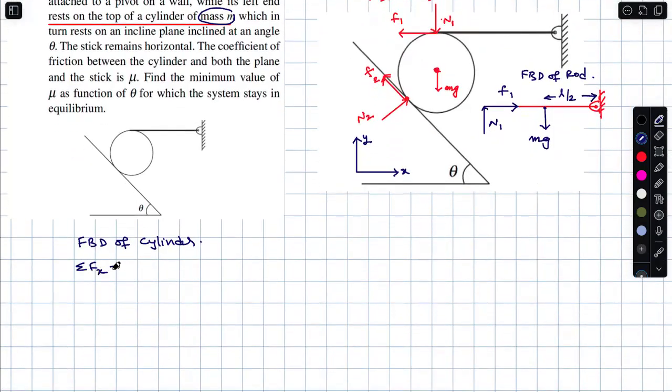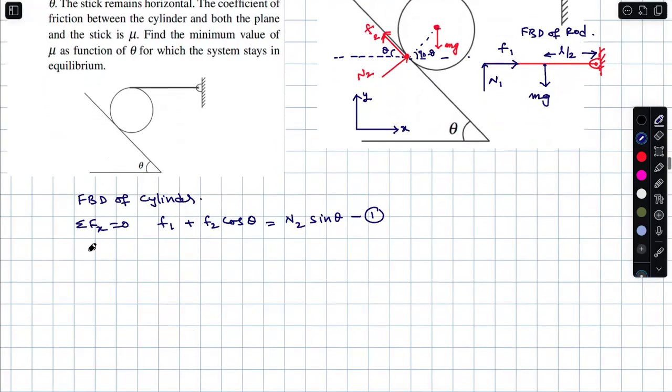Sigma Fx is 0. What will you get? Left side forces: F1 plus F2 cos theta, two forces on the left hand side. Only one force on the right hand side, that is nothing but the component of the normal reaction. If this is theta, this is 90 minus theta. So then this becomes N2 sin theta. Equation 1. Any doubts? Sigma Fx is 0 for the cylinder.